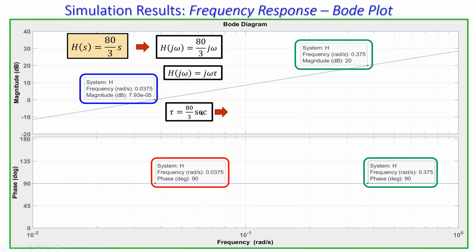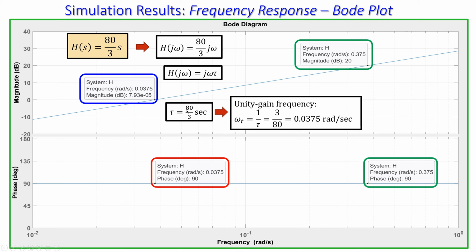Now we know that this has a relationship with the unity gain frequency, which is omega sub t, the transit time or the unity gain frequency, which is 1 over that value. So 1 over that tau, and that is 3/80. If you do the math here, just punch it into your calculator, you will get 0.0375 radians per second, exactly what we see here. That is actually the reason why we have this frequency for that value.